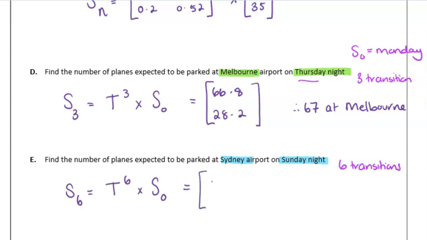And when I do that on my calculator, I'm going to get 67.1 at Melbourne, 27.9 at Sydney, and so therefore I'll have 28 planes at Sydney on Sunday night.